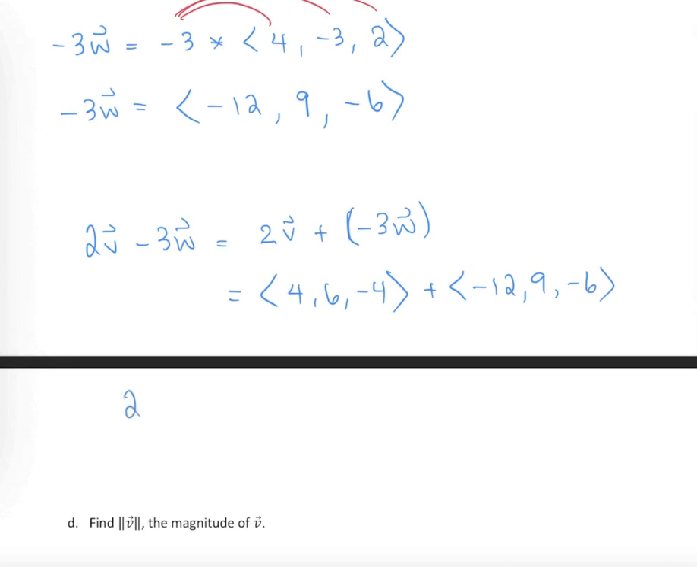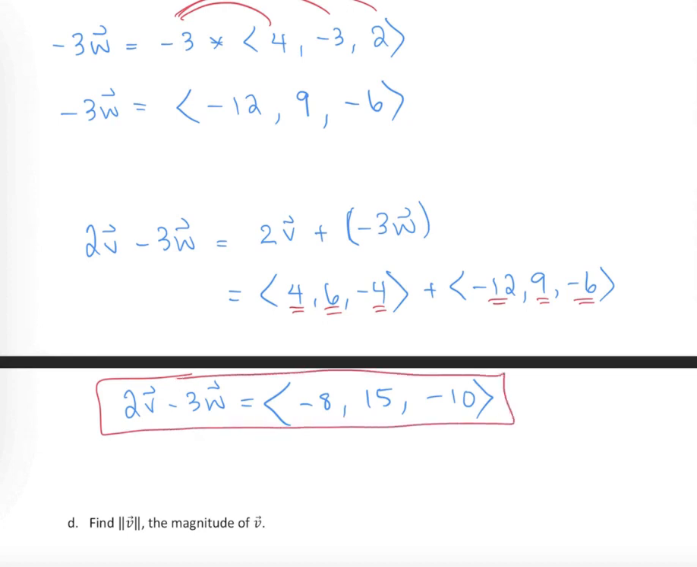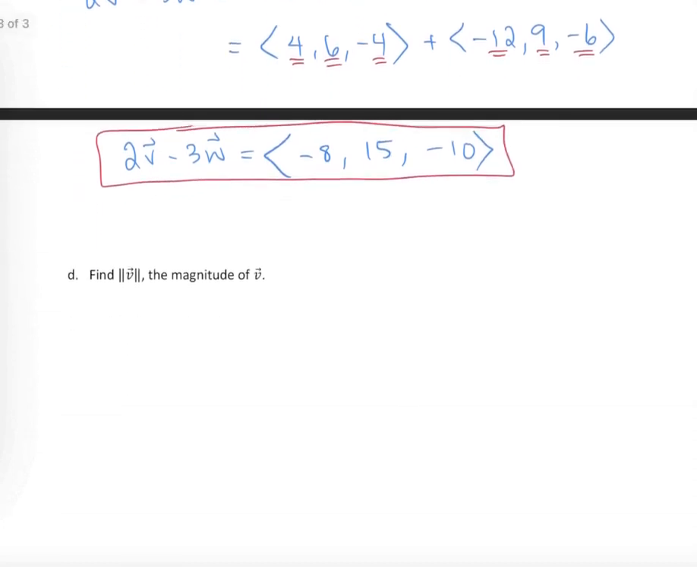So our vector 2v minus 3w ends up being, and vector subtraction is going to work exactly like it did in two-dimensional space. We'll take the x components and add those two together, so 4 plus negative 12 is negative 8. Take the y components and add those two together, so 6 plus 9 is 15. Take the z components and add those together, so negative 4 plus negative 6 is negative 10. And here is what we would consider to be the resultant of our combination of these two vectors.